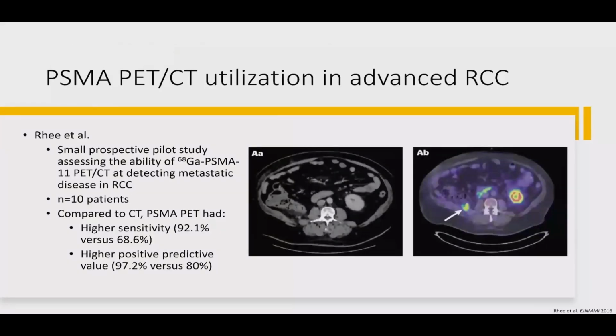Rhee and colleagues performed a small prospective pilot study assessing the ability of PSMA PET at detecting metastatic disease compared to conventional CT imaging. 10 patients were enrolled in this study, and they found that compared to CT, PSMA PET had a higher sensitivity and positive predictive value. The image on the right-hand side shows conventional CT with a small recurrent lesion in the resection bed, which is not super obvious, but becomes very obvious on the PSMA PET.